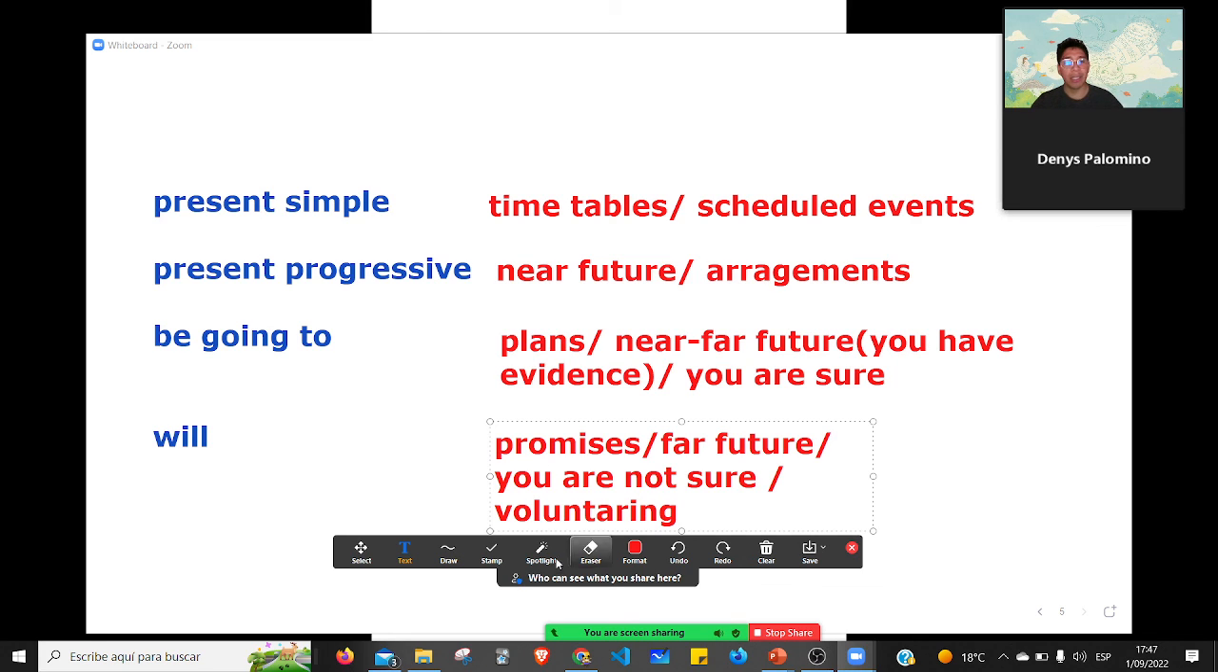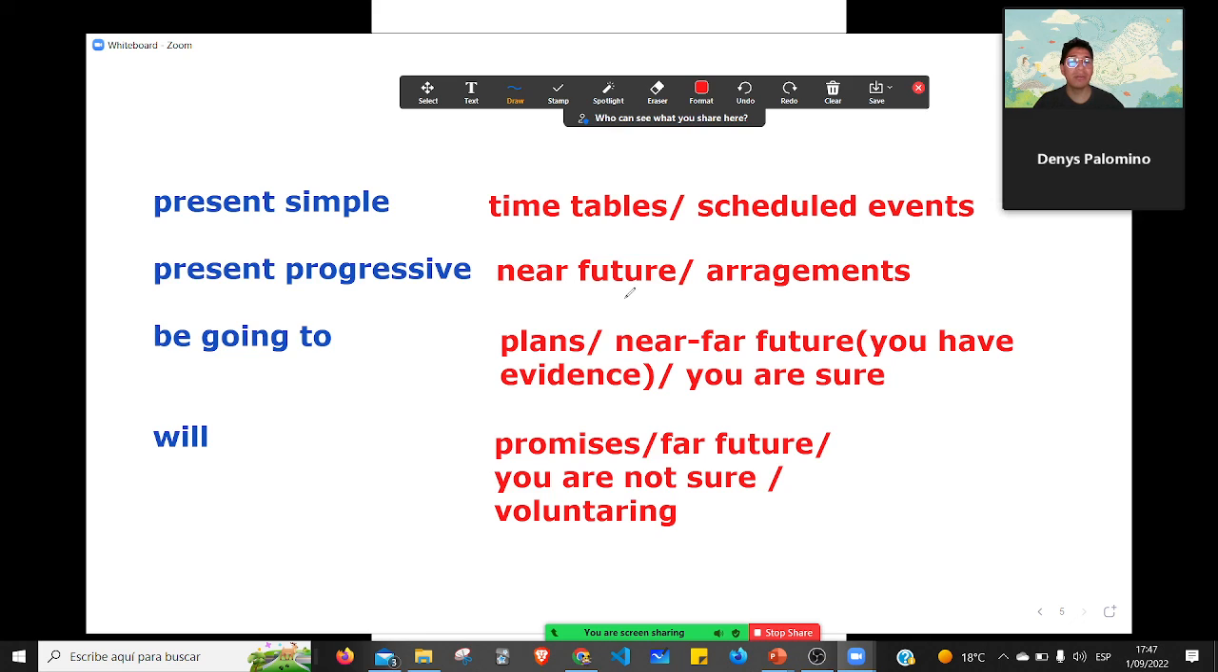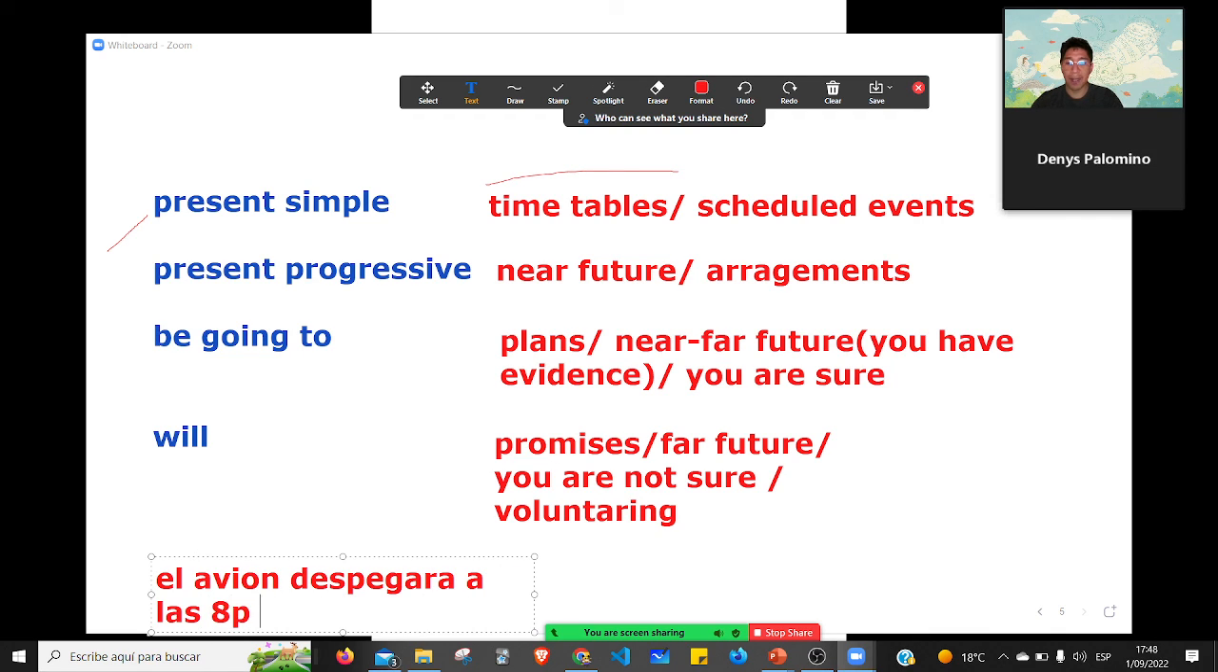Volunteering. And that's it. Okay? Sometimes you may use more than one, but it would be great for you to use the present simple because you have here the information: timetable, schedule, event. For example, yo te quiero decir, el avión despegará a las 8 p.m. ¿Cómo diría eso?